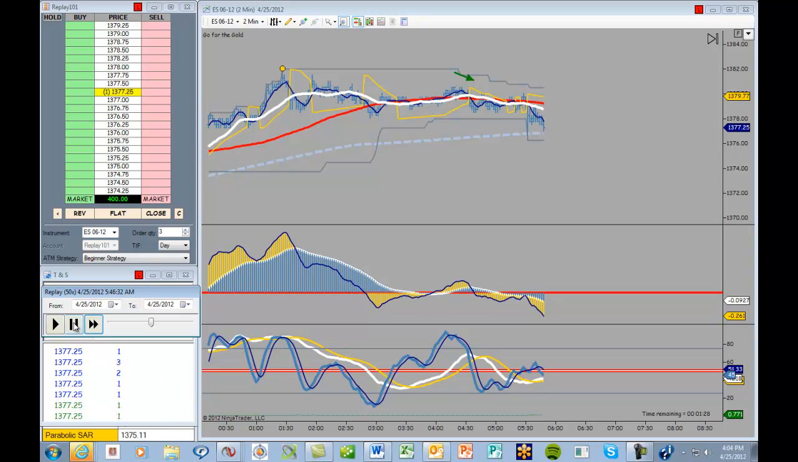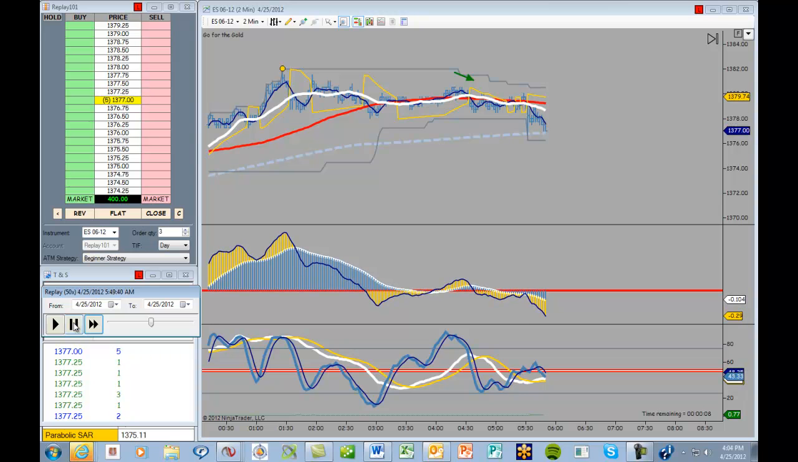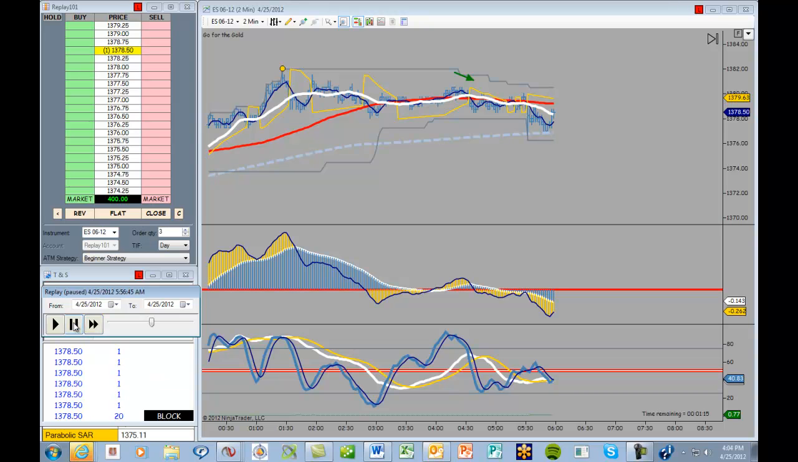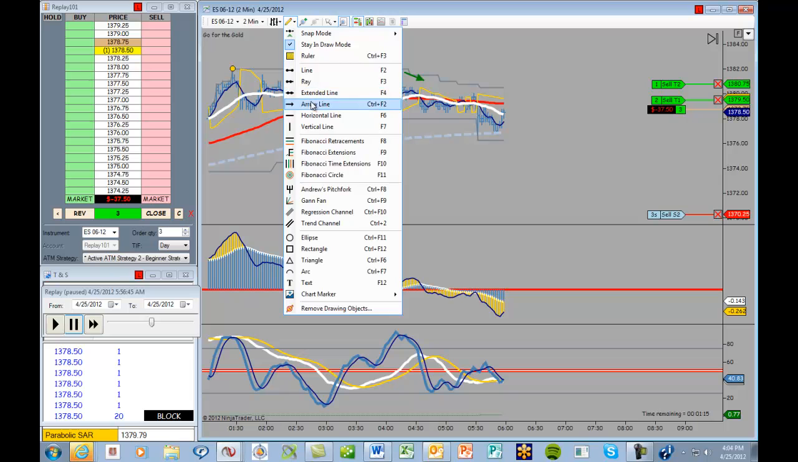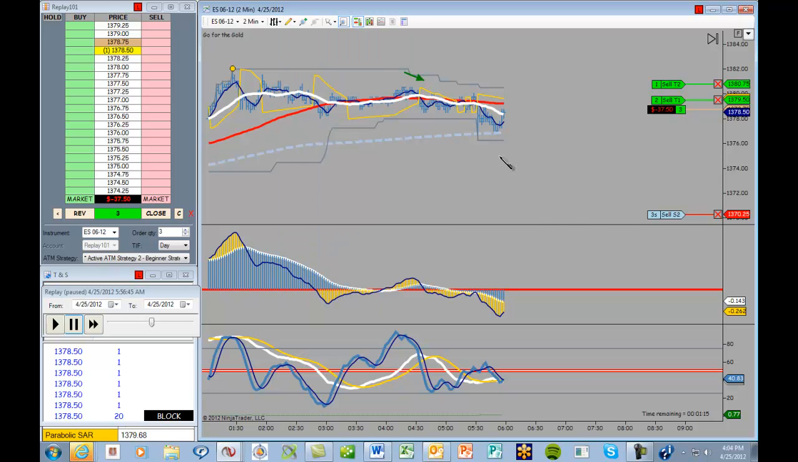Our longer term stochastic is already heading up. We want the shorter term heading in the same direction. And as soon as we get that, we'll be good to go. Like there, for example. And let's go ahead and do the arrows.